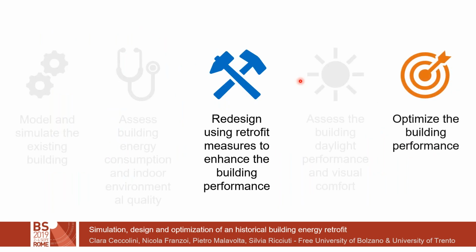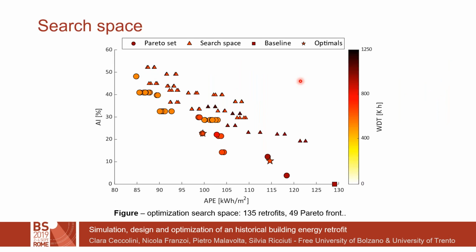We are now close to the end of the design process, the optimization. The heavy preconditioning of the optimization parameters led to a search space of just 135 retrofits, allowing us to use brute force optimization. Here we have a chart representing the search space in the Pareto set, with a color scale highlighting the third objective, the WDT, weighted discomfort time.